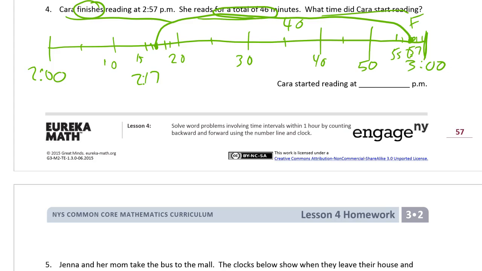And now we have to go back 6 more. 1, 2, 3, 4, 5. So that's 11, 12, 13, 14, and there's our 15 right here, right? That's our 15. So we have to go back 6 more minutes, right? So that's 1, 2, 3, 4, 5, 6, and that's right here at 2:11. And that's what time she started.